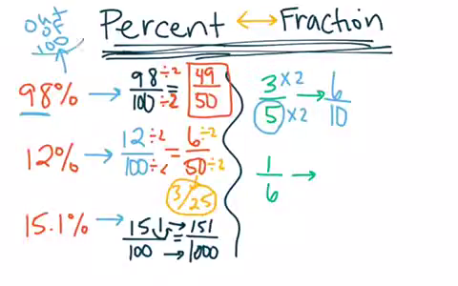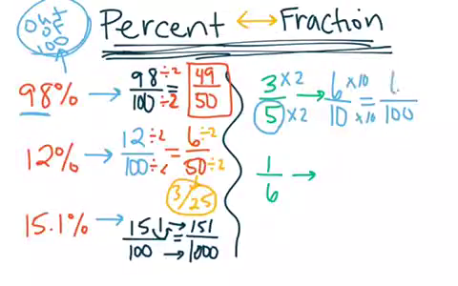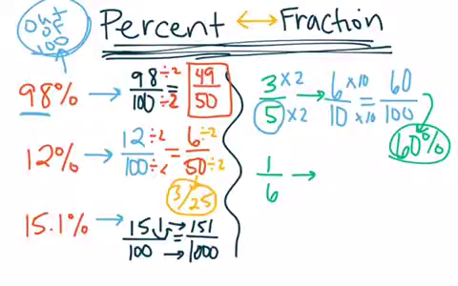Remember that percent means out of 100. So can I change 10 into 100? Yes. So I'm going to multiply by 10, and I'm going to also multiply 6 by 10. This is going to get me to 60 over 100. 60 out of 100. So that means that my percent for this particular fraction is 60%. So 3/5 is equal to 60%. Now, not all fractions are going to be that nice.